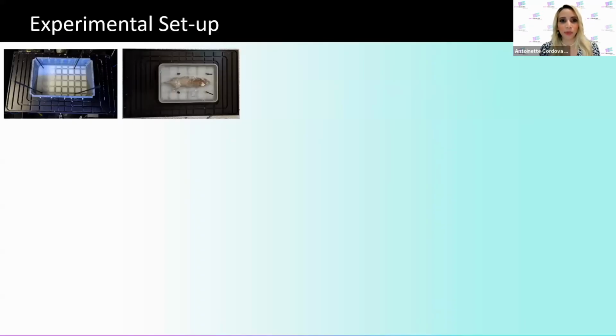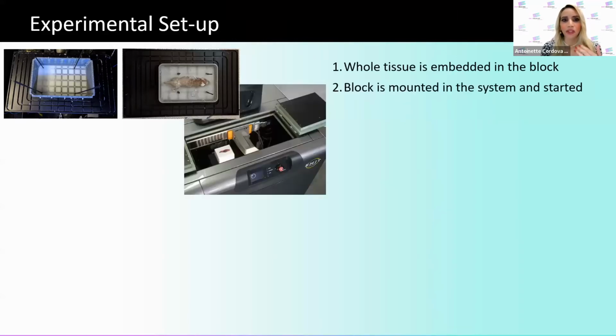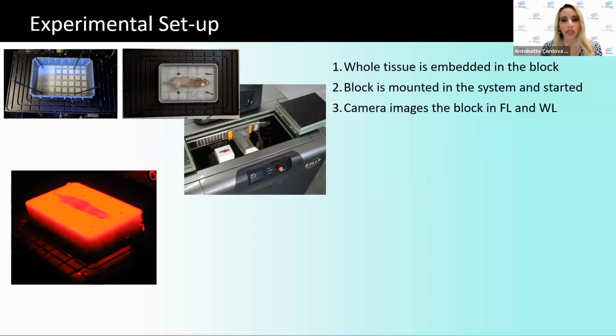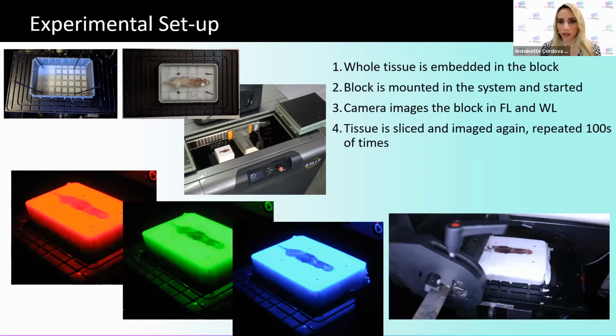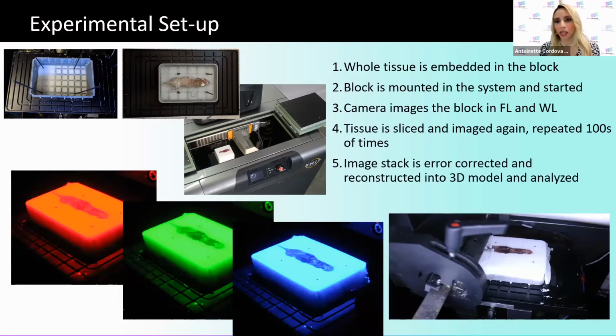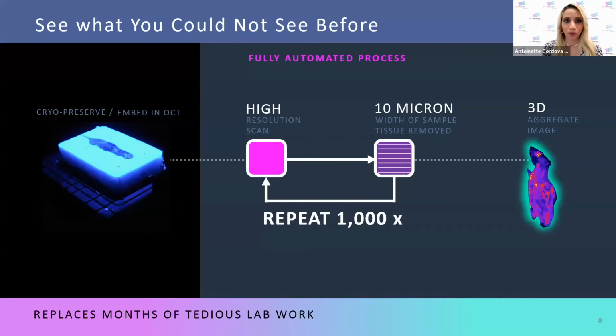So basically, this is the experimental setup of a block where a whole tissue is embedded here with OCT. The OCT is then frozen, where the block is then taken out and mounted into the system. In our technology, we offer 5 different fields of view, and depending on the field of view, you have different resolutions. And then a camera images the block in fluorescence and white light, and this is repeated hundreds of times again and again. And ultimately, at the end of a run, you're able to get an image stack that is reconstructed into a 3D model.